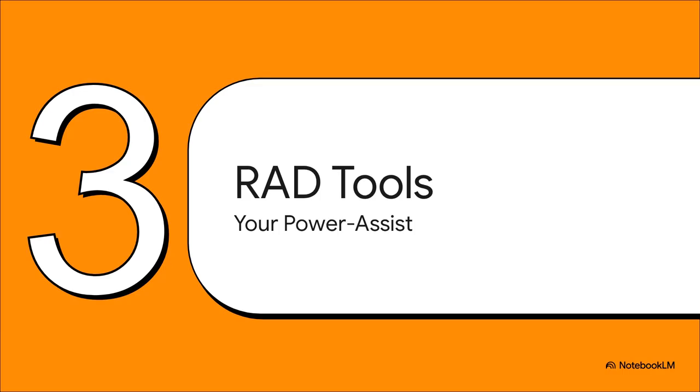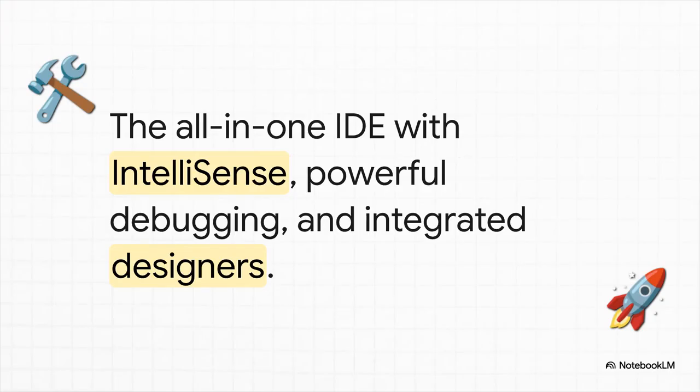Okay, part three, RAD tools. We've got the foundation, we've got the blueprints. Now let's open up the toolbox and find our power assists that help us build really fast. First up, the heavyweight champion, Visual Studio. This is your all-in-one, everything but the kitchen sink workshop.